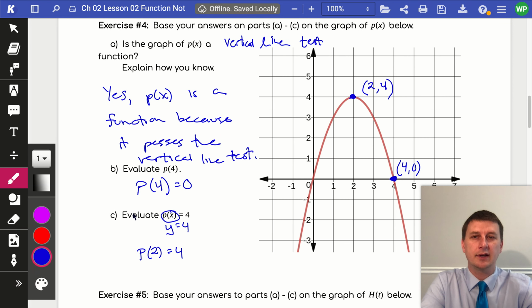And that's all for exercise number 4. We took a graph of a parabola in this case, which is something that you'll be working with later on in algebra, and we evaluated based on the graph.